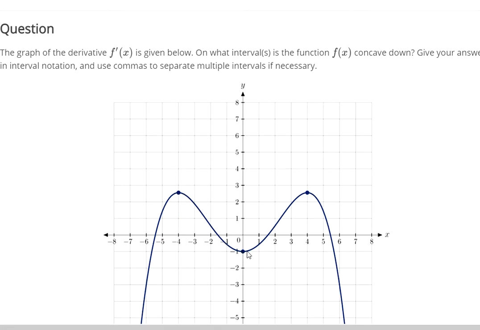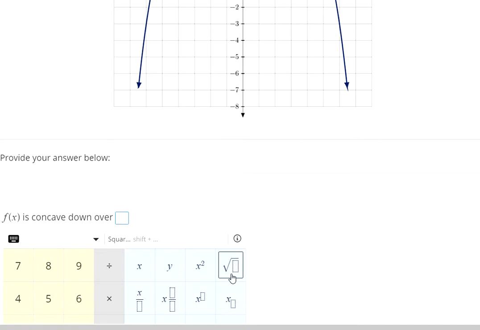X equals 0 to x equals 4, though, it's concave up. The slopes are going up. And then x equals 4 to positive infinity, it looks like it's concave down because the slopes are decreasing. So -4 to 0.